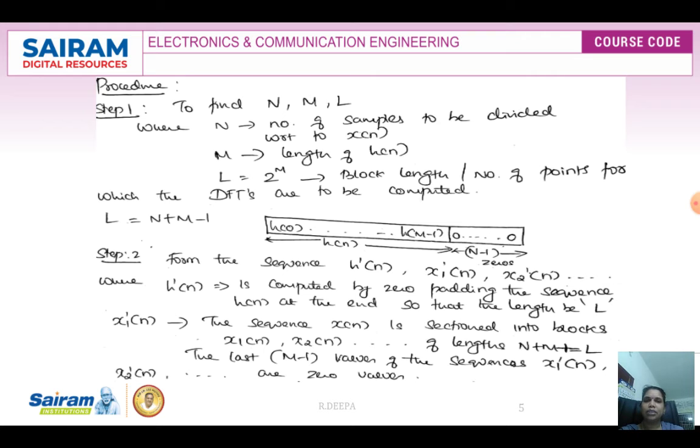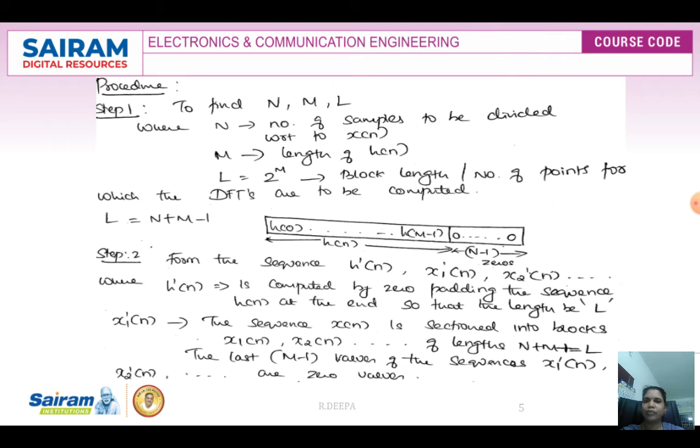The second step is you need to form the sequences h dash of n, x1 dash of n, x2 dash of n. What is h dash of n? h dash of n is computed by zero padding the sequence so that the entire length becomes capital L. What you need to do is take the sequence h of n as shown in the block there and then add some zeros. How many zeros you need to add is based on capital L. Suppose L is equal to 5 and h of n is of length 3, you need to add 2 zeros at the end.